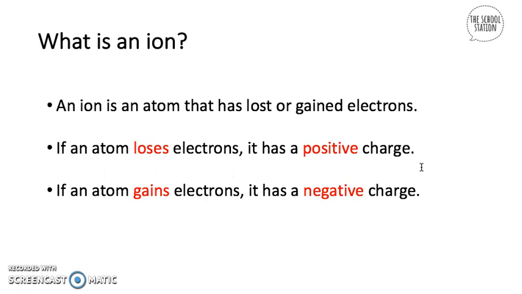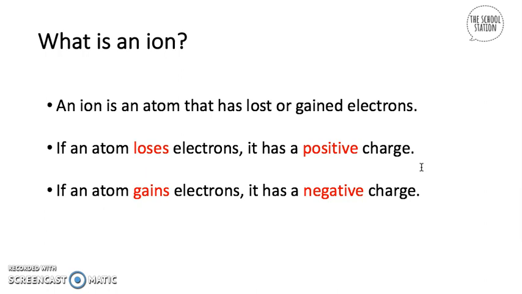So now we have clarified electrons, and how, if the outer shell is full, they get a stable arrangement. Now we have to talk about what an ion is. The title of this video is Atoms into Ions, because we first have to understand what an ion is. An ion is an atom that has lost or gained electrons.